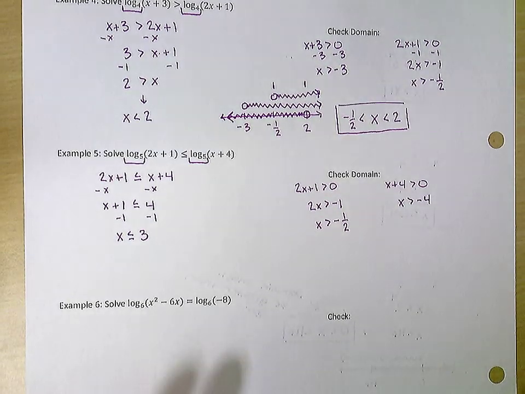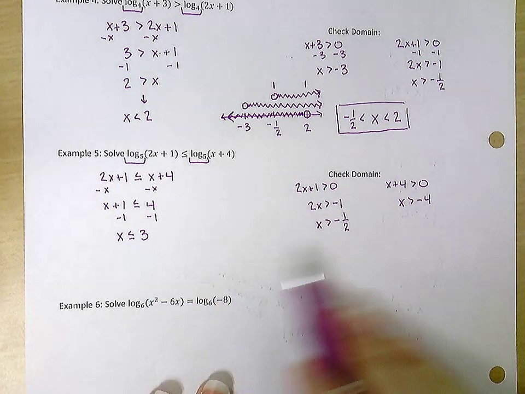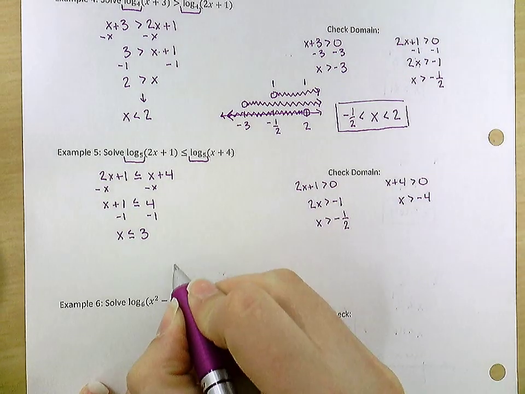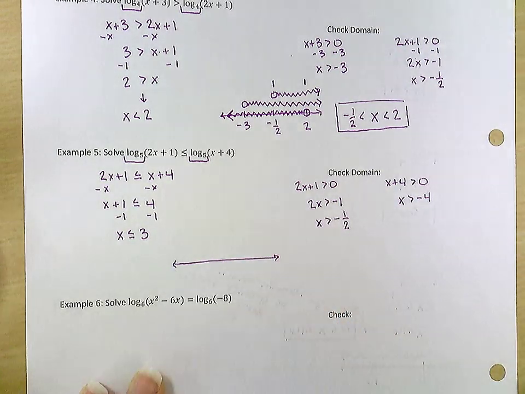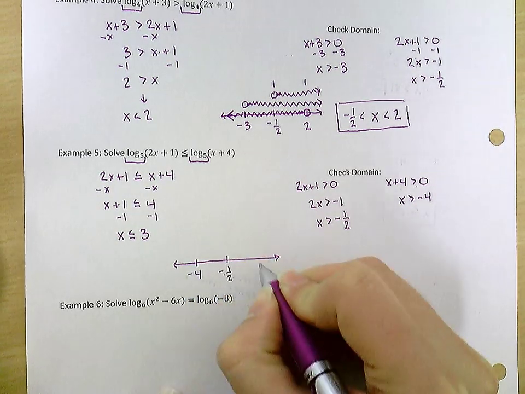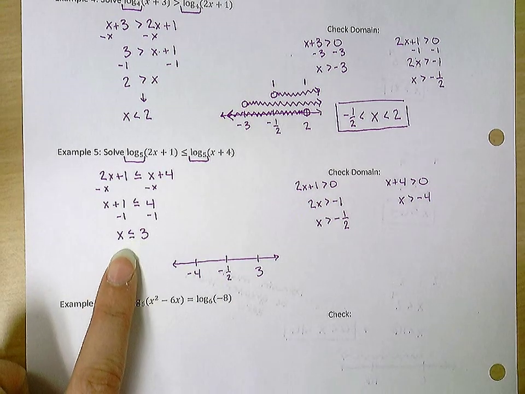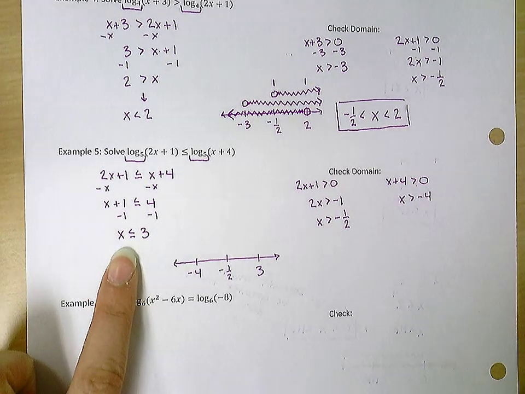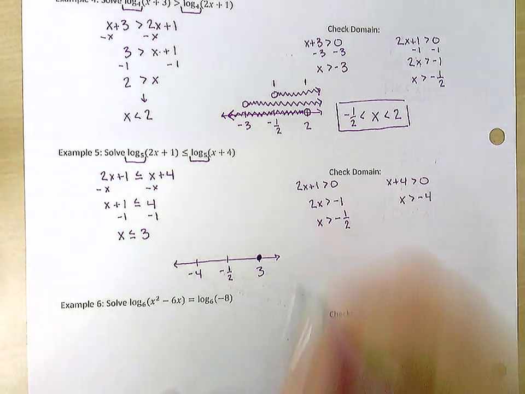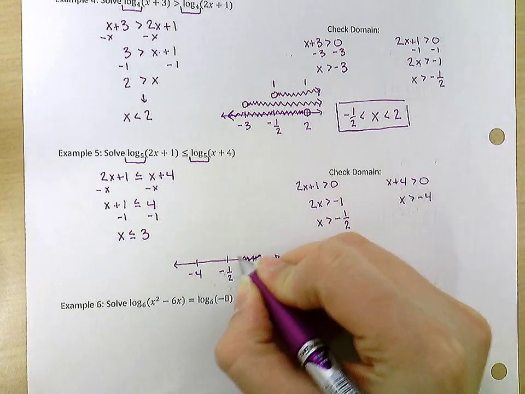What's my next step? After I find all 3 of these values, plot them on the number line. So I have a negative 4, I have a negative 1/2, and I have a positive 3. Over here, my x value has to be less than or equal to 3. So I have a closed circle on 3, and all my values have to be less than that value. So that's going to go to the left.